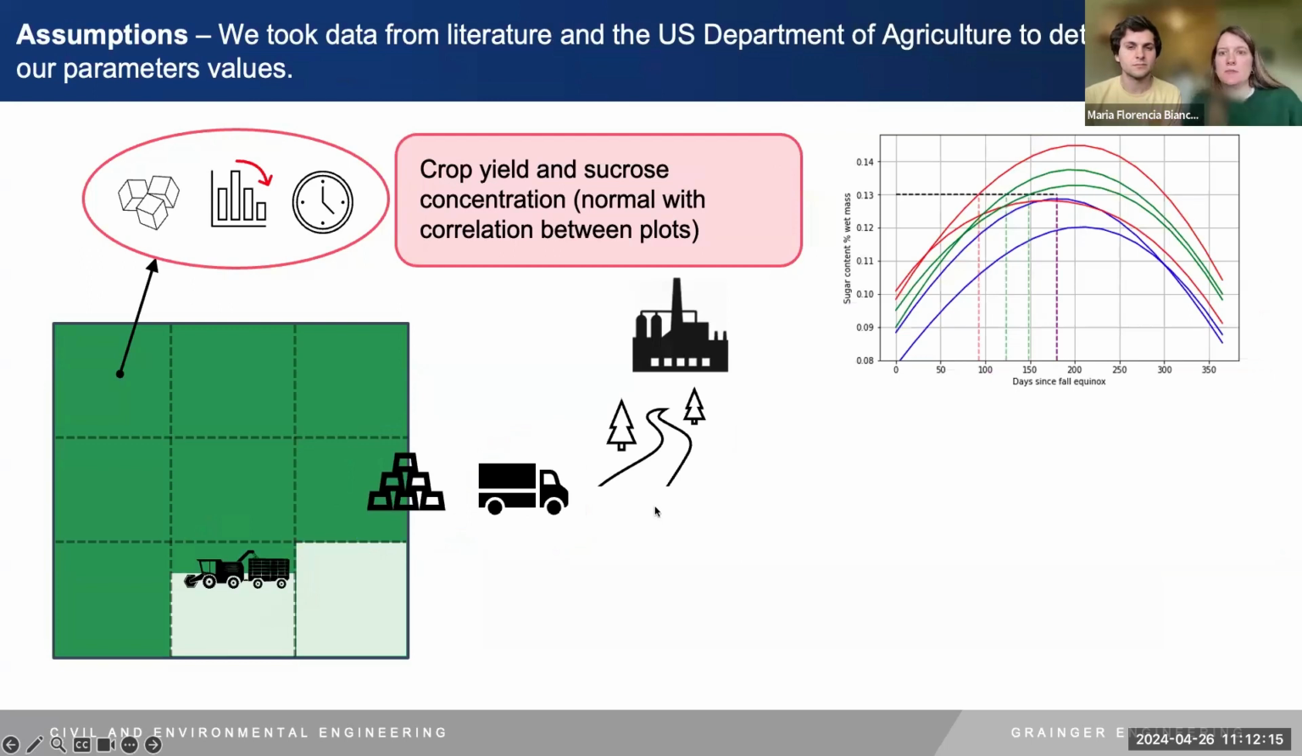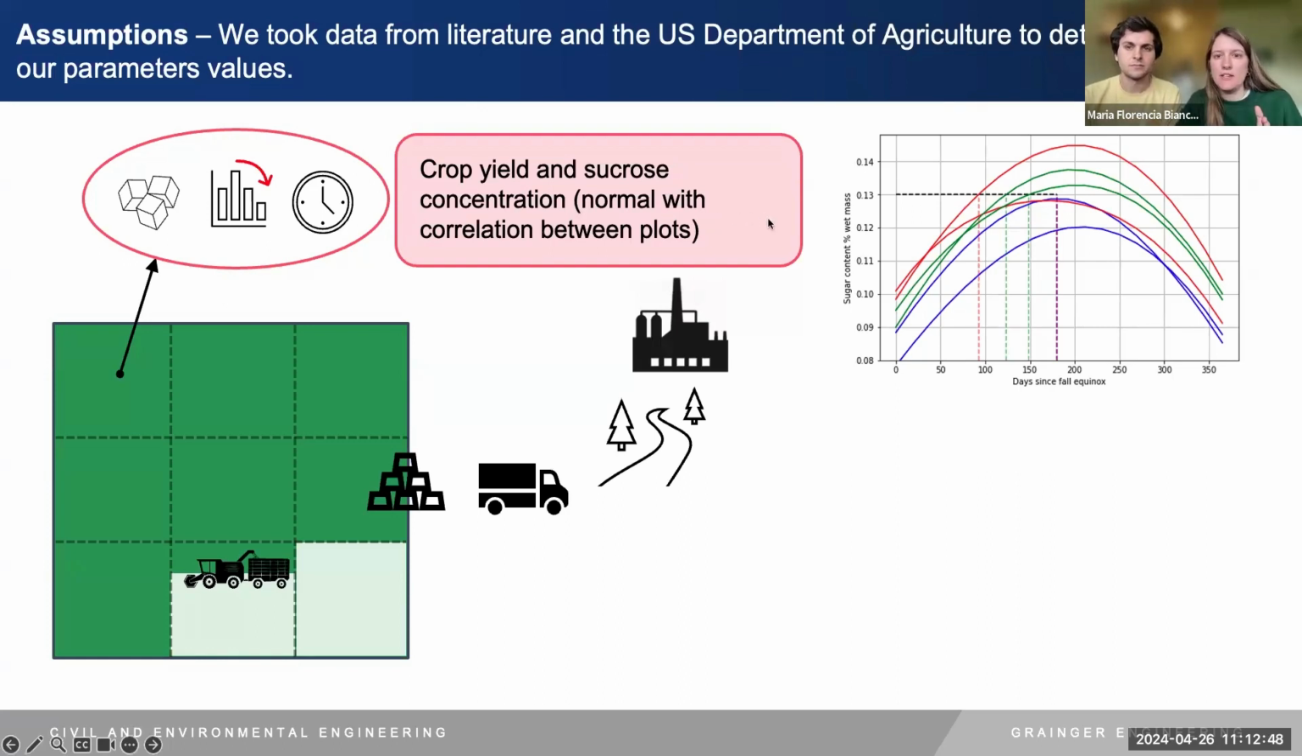We made different assumptions, taking information from literature and the US Department of Agriculture. For example, for the crop yield and sugar concentration time series, we assume them to be normally distributed with a stationary correlation function, so variables are both spatially and temporally correlated. Sugars also decay after harvesting, following an exponential first order decay model.